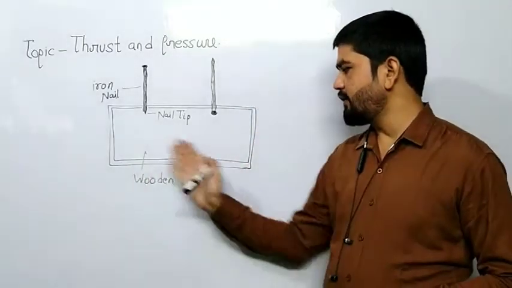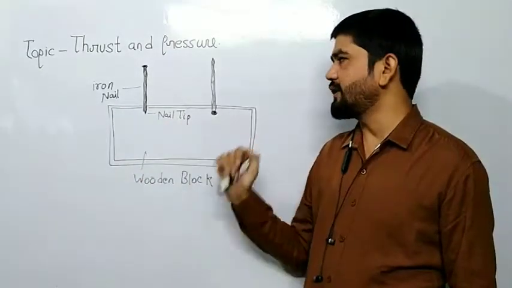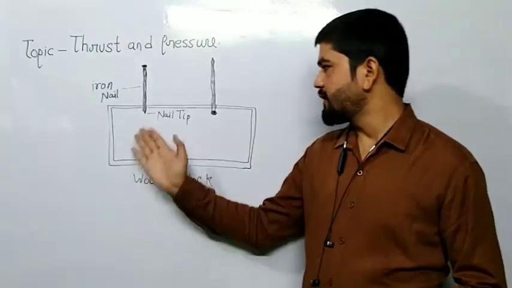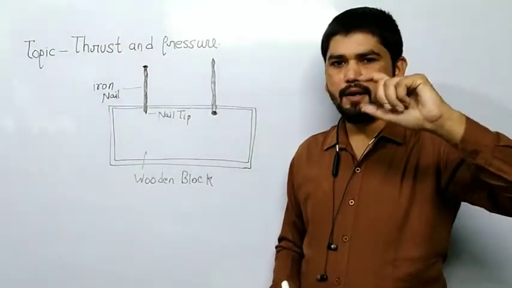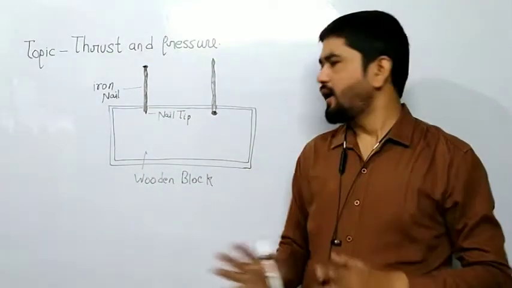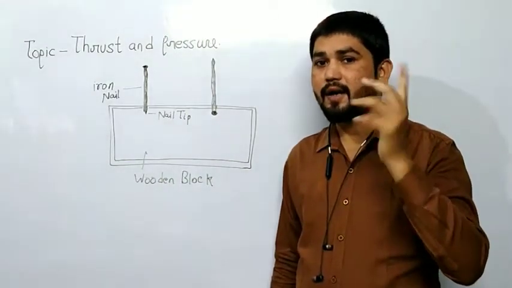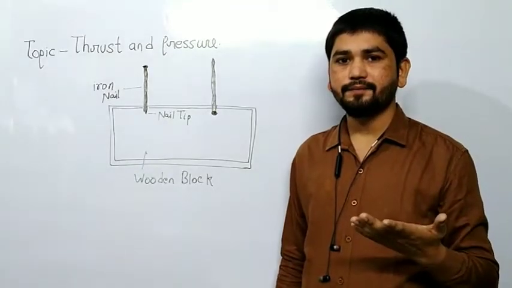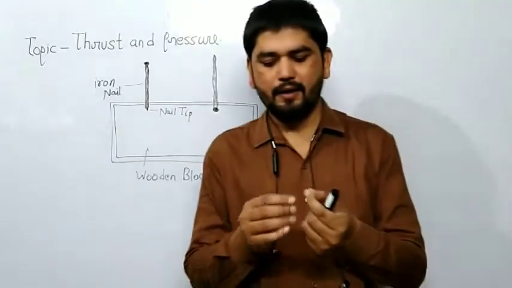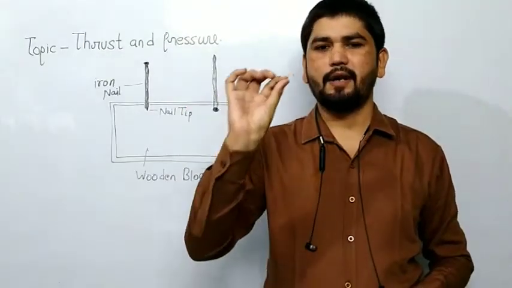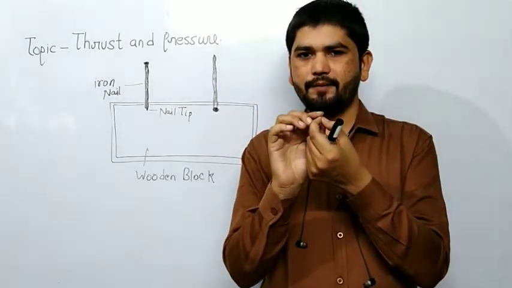Okay guys, now just take one example. In front of you, one wooden block is there, and two iron nails are there. This is the tip of the iron nail, and this is the back side. The back side has a greater area, a circular shape, and the tip is very thin. Iron nails, everyone knows, I think. See this iron nail, it is very small. One side is thin, and this side has more area, or not?